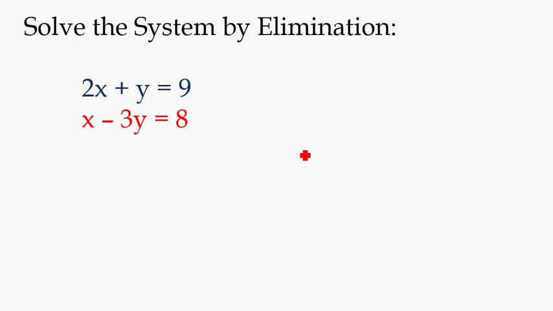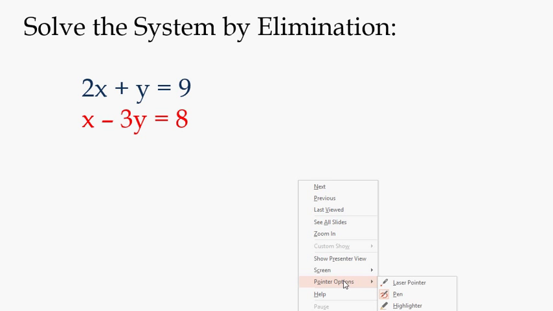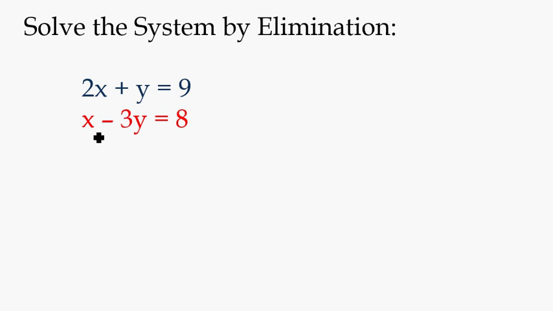Okay, so in this example here, if you think you've got it, and you want to pause the video and give it a try, go for it. In this example here, we have the variables lined up, so that's good. We've got our x terms, our y terms, our equal sign. That's all great. Remember, the next step was to make the coefficients opposites.